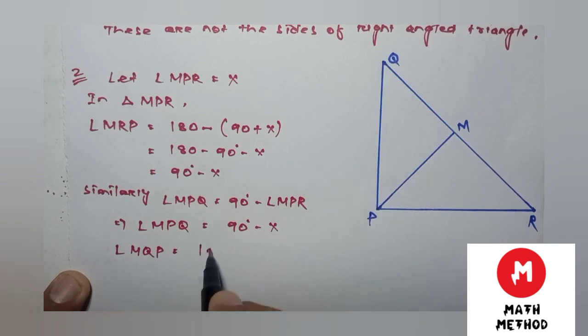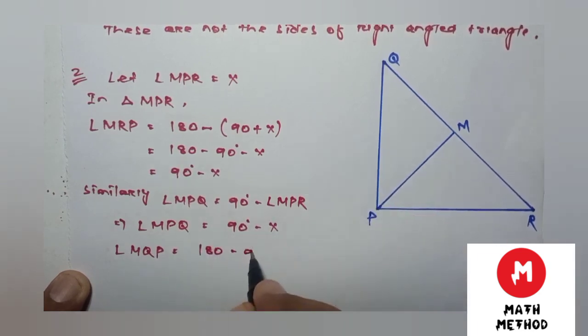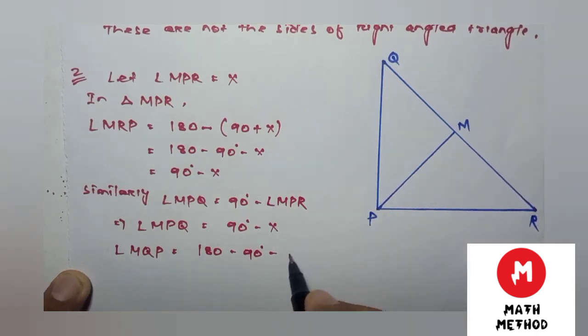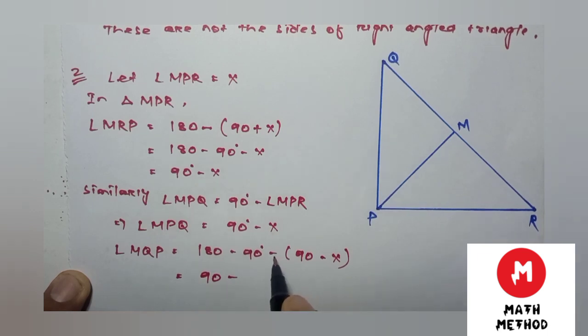So it is equal to 180 degrees. This is minus 90 degrees, minus, this is our 90 minus X, which is equal to angle MRP. So angle MRP is equal to 180 minus 90 minus X. Clear? Which is equal to 180 minus 90, which is 90. So multiply minus with both 90 and minus X: minus 90 minus into minus plus X, which is equal to 90 minus 90 is 0, only X.